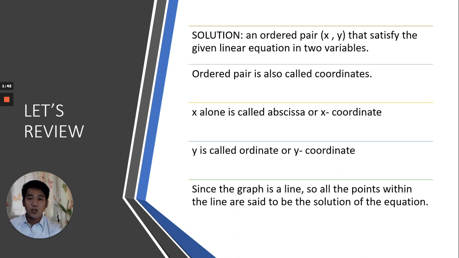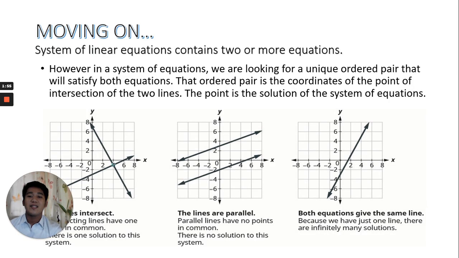So our goal is to get the solution of the system. What ordered pair or pairs will satisfy the system? A system of linear equations contains two or more equations. However, in a system of equations, we're looking for a unique ordered pair that will satisfy both equations. I said that a while ago. That ordered pair is the coordinates of the point of intersection of the two lines. So we are looking for the point of intersection. If there is no point of intersection, no solution. If there is a point of intersection, there is a solution.